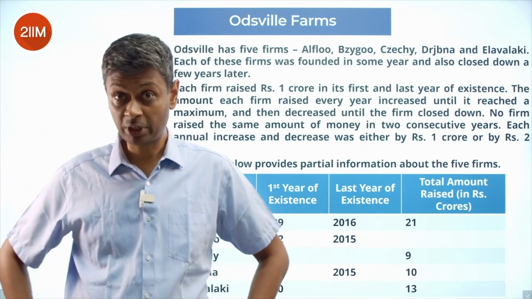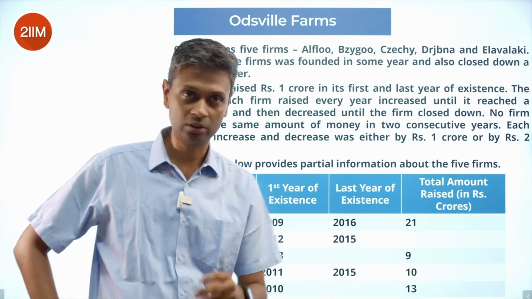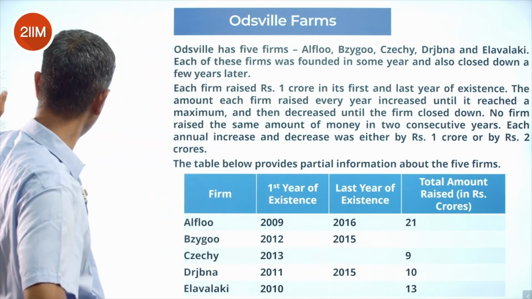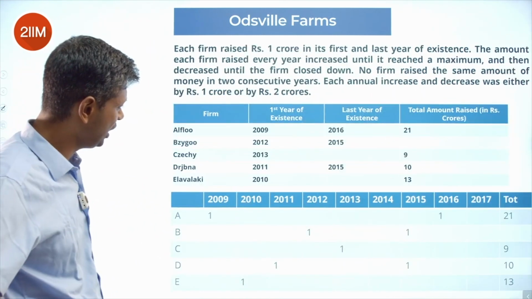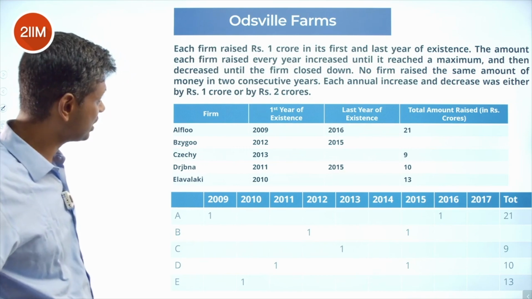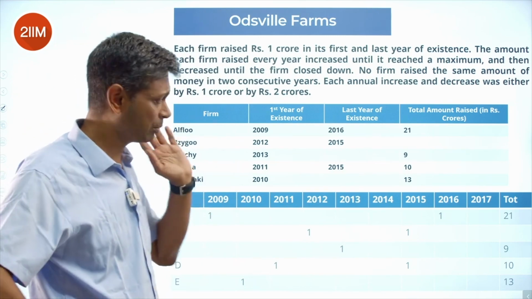Each question would be a separate thing. No, there's lots of information hiding in here. I didn't sense it at first. It's a beautiful, beautiful set, because once you get the hang of that, it just opens up. Each firm raised 1 in the first and last year of existence, 1 and 1. Wherever first and last year are there, I'm putting 1 and 1.